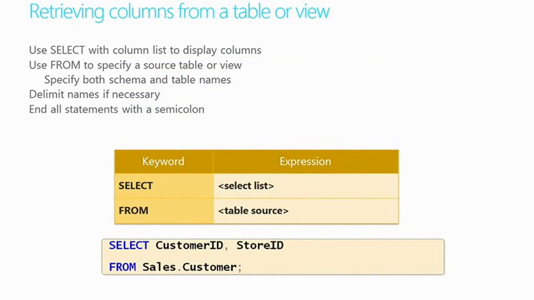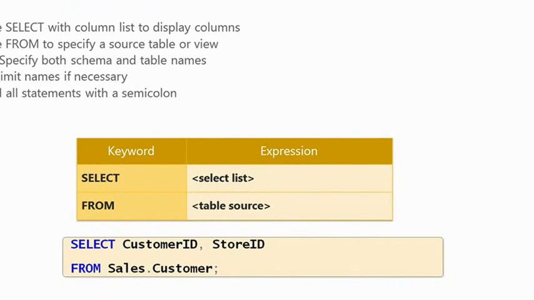Here we're looking at retrieving columns from a table. We can use select customer ID, store ID from sales.customer. So we're identifying the table, the object, and the schema for that object. This is about as basic as you can get. Well, you can get a little more basic. Instead of identifying the columns, you could swap out the column names and put an asterisk in there. That's the most basic select statement you can write: select asterisk from table name.